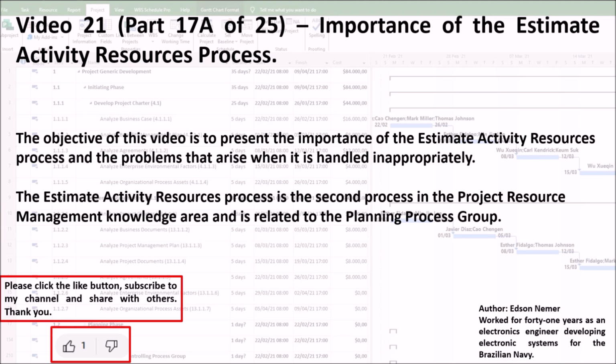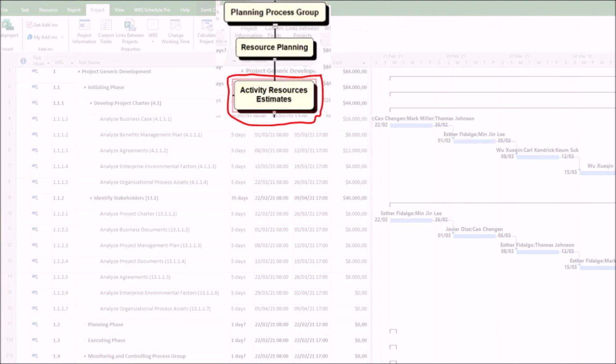How important is the Estimate Activity Resources Process in the PMBOK Planning Process Group? The Estimate Activity Resources Process is critically important within the Planning Process Group. It is not a minor, bureaucratic step but a foundational activity that directly influences the project's feasibility, budget, schedule, and ultimate success. It is the bridge between scope and reality.